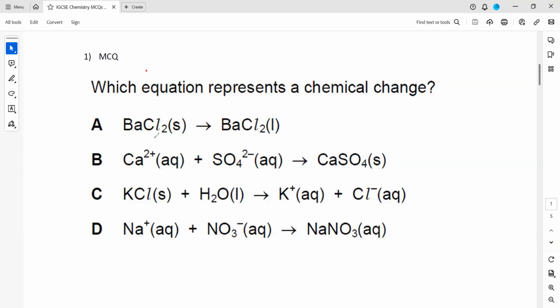So if you check option A, we have barium chloride, which is solid and it turned into a liquid. When a solid turns into a liquid, that is called melting. So this is not a chemical change. This one is a physical change.